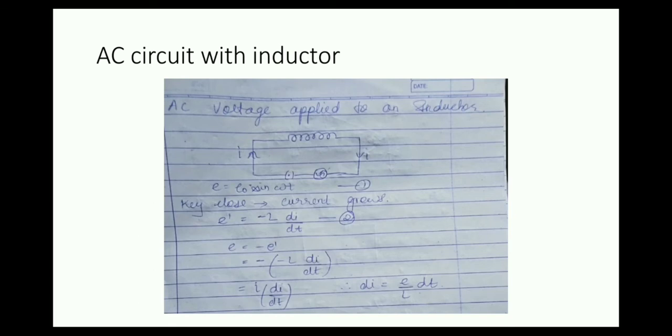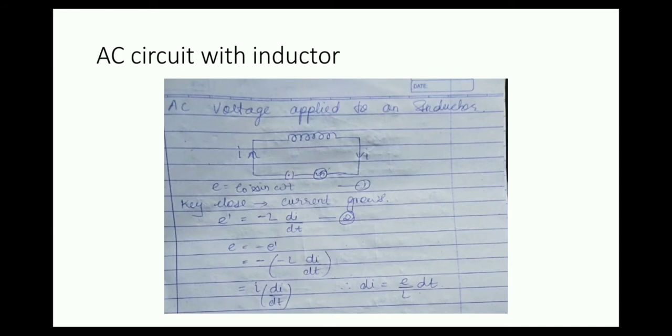Now let us consider that the alternating EMF supplied is represented by the first equation, E equals E0 sine omega t. Since we are using an inductor here, we will use Faraday's law. According to Faraday's law, when the key is closed, the current I begins to grow in the inductor because the magnetic flux linked with it changes and an induced EMF is produced, which opposes the applied EMF.